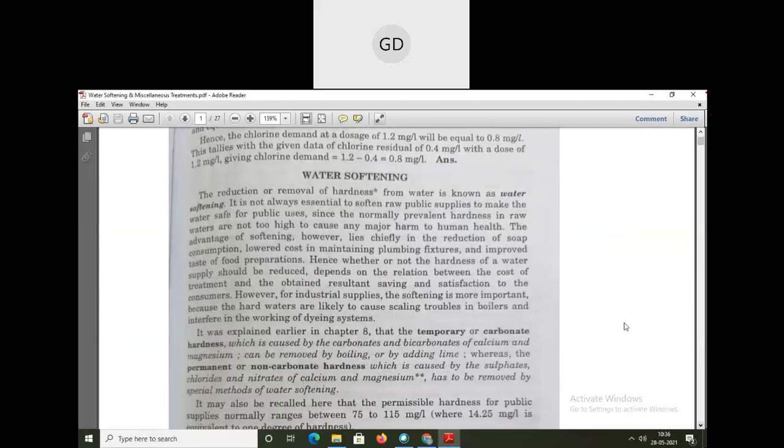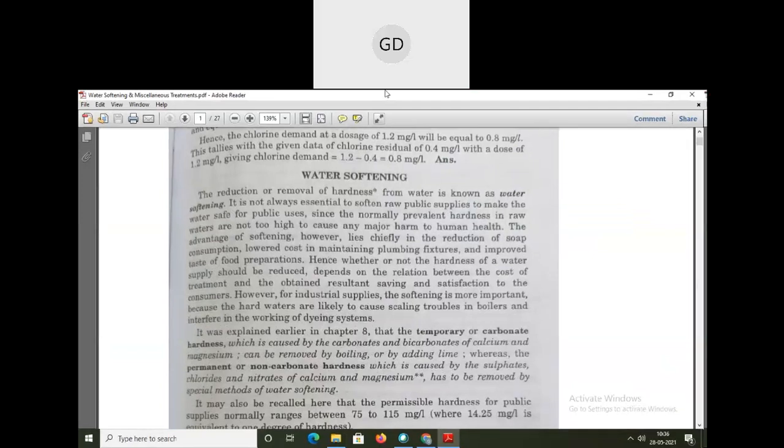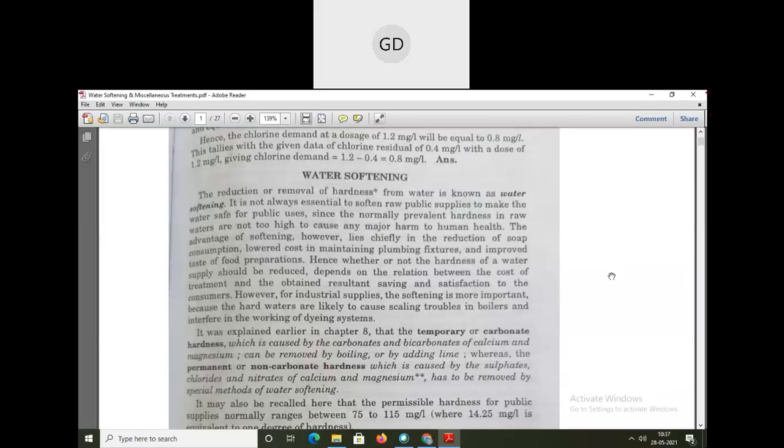So what is basically water softening? You have learned about the hardness that is found in the water. When you have to remove the hardness, that is temporary hardness or permanent hardness, both the hardness, from the water, that is known as the water softening process.